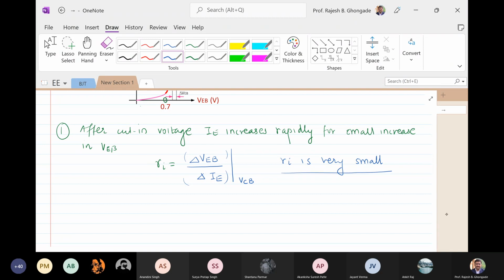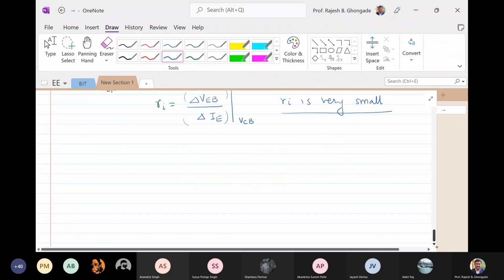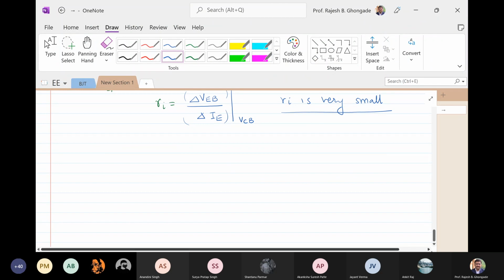ये ध्यान में रखो. ठीक है ना? All right? Yes, sir. Okay. So make an observation that input resistance, also later on we are going to call it as input impedance of the common base configuration, is very small.